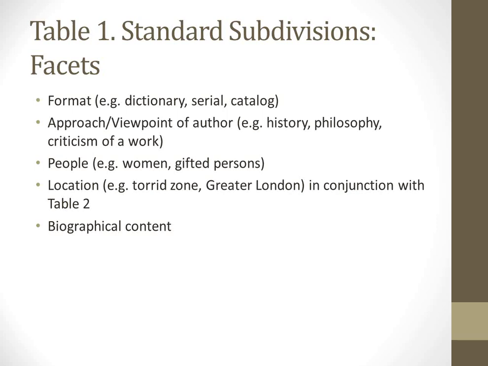So, when may numbers be added from Table 2 for geographic areas and persons? Basically, they can be added at any time. Again, sort of like the standard subdivision, generally it's assumed that if you need to make a topic more specific by indicating that it refers to a particular geographic area, you can go ahead and add them unless the schedule forbids it, or there are other restrictions, or it would be redundant. If there's a number that already basically includes a geographic area, then you don't need to add it.